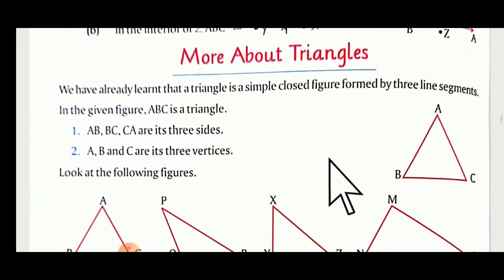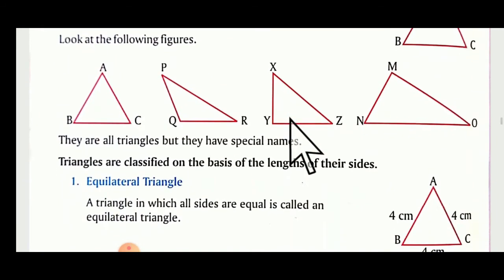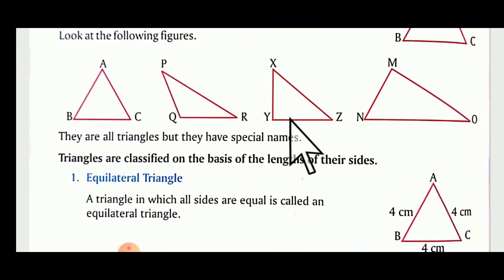Then let us study more about triangles. See, a triangle has 3 sides and 3 vertices. We have already learned that a triangle is a simple closed figure formed with 3 lines. That figure is called a triangle. Look at the figures and you can find out they are all triangles, but they have special names that you will study later on.